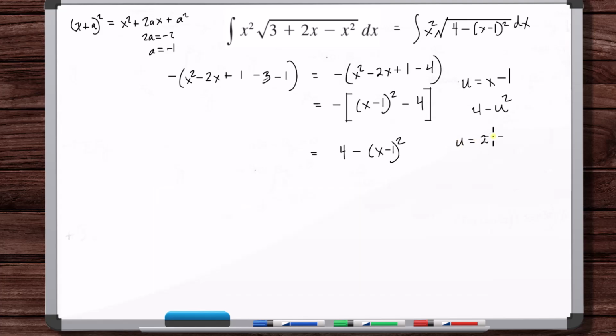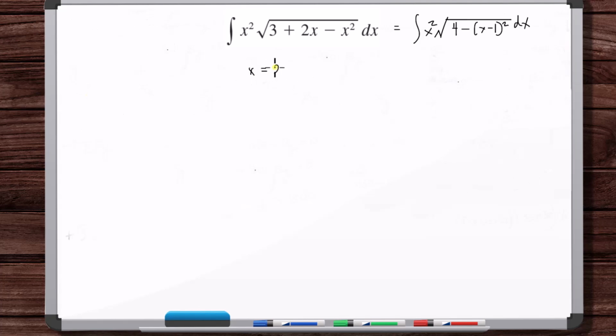U is equal to 2 sine theta. Therefore, x minus 1 is equal to 2 sine theta, so x is equal to 2 sine theta plus 1. That's the substitution. Therefore, dx is equal to 2 cosine theta d theta.